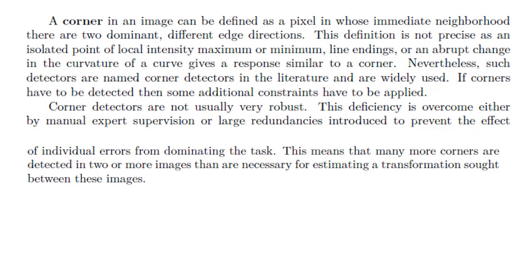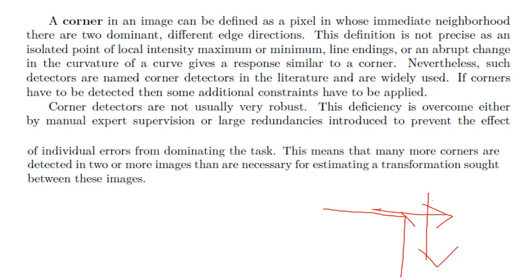Okay, that is a different edge direction. So corner and edge are almost similar, but a corner is more precisely at one end. Here, a corner in an image can be defined as a pixel in whose immediate neighborhood there are two dominant different edge directions. So this is a corner. If I draw it like this, the direction changes suddenly at one point.